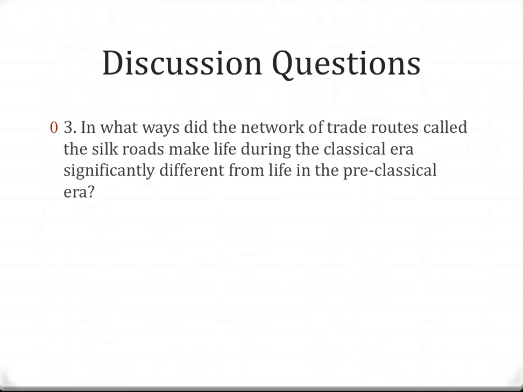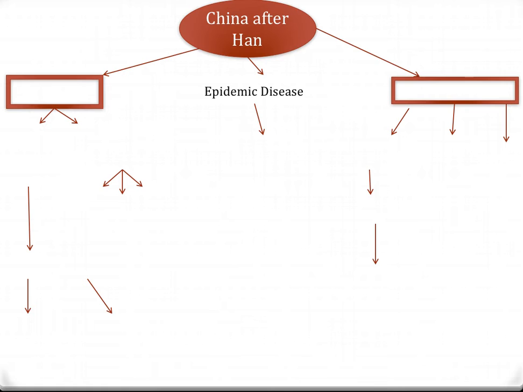So now we're going to go ahead and look at China after the Han, because remember, the Han Dynasty will fall. And there's mainly three things that you need to keep in mind: these ideas of cultural change, epidemic disease, and the political problems that existed. Starting with cultural change, we're going to see that at the end of the Han Dynasty, the Confucian tradition will lose credibility.